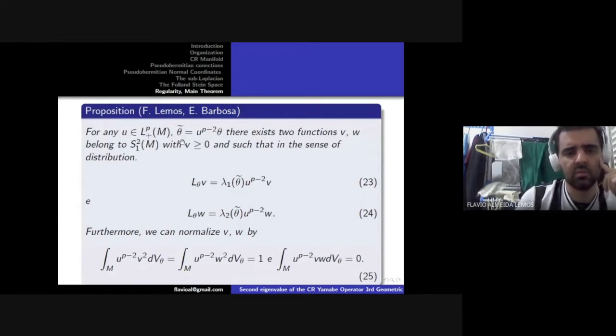we look in the conformal class of theta. There exist two functions, v and w, belonging to the Folland-Stein space, with v satisfying the inequality, such that in the sense of distribution we have this equation. Furthermore, we can normalize v and w this way; v and w satisfy this property. All right.